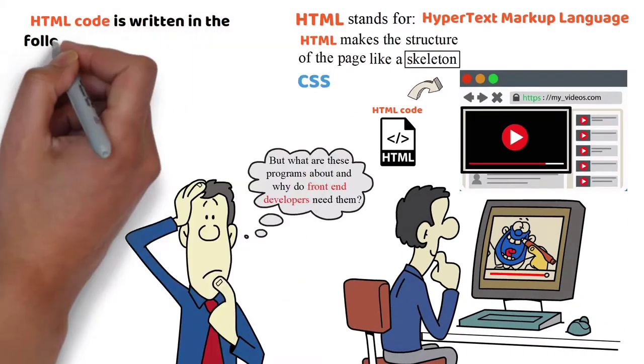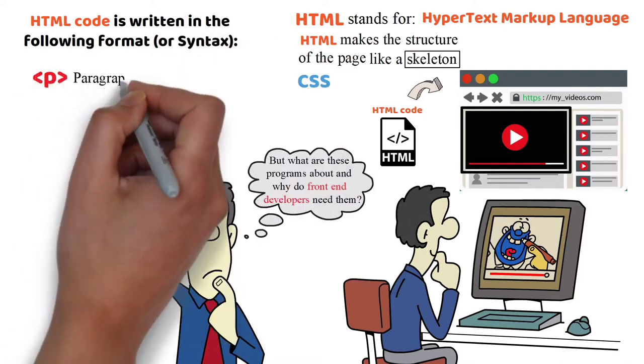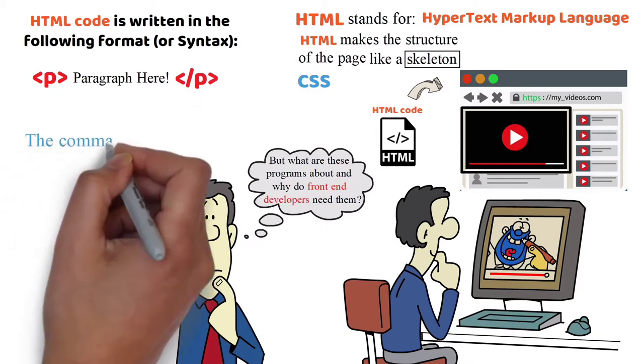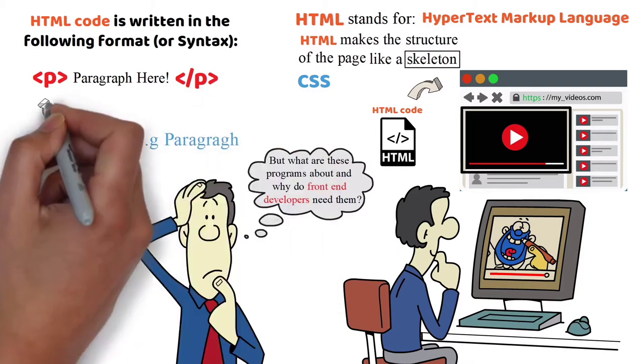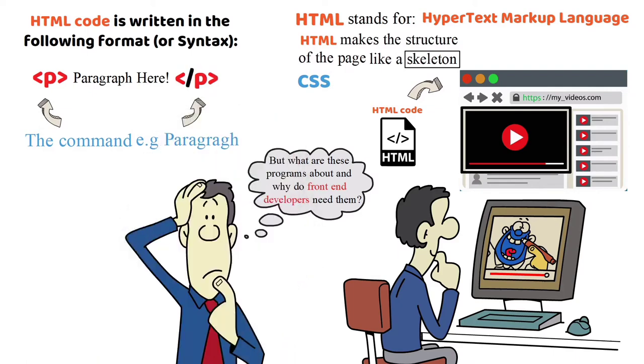HTML code is written in the following format or syntax: <p>paragraph here</p>. The command, for example paragraph, is put into these brackets and ends with the same format, but with a /, with text for your paragraph in between.